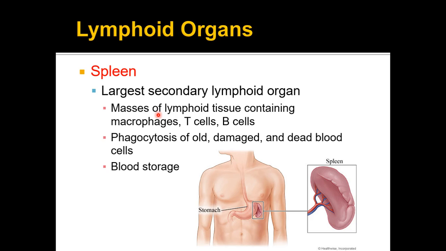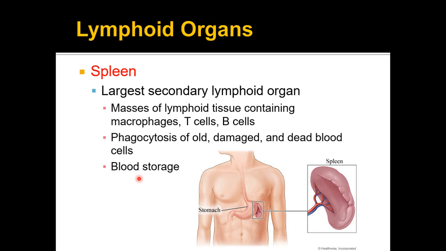Okay, so let's look at the lymphoid organs. Specifically, let's look at the spleen and lymph nodes. Spleen, largest secondary lymphoid organ. It sits there next to the stomach, kind of posterior lateral to the greater curvature of the stomach. And think of the spleen as a giant blood filter. And within this filter that we call the spleen, we have macrophages that live in there, we've got T cells that live in there, we've got B cells that live in there, and also we've got some red blood cells that are kind of in storage there as well.